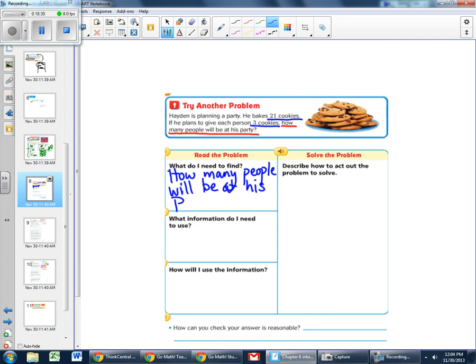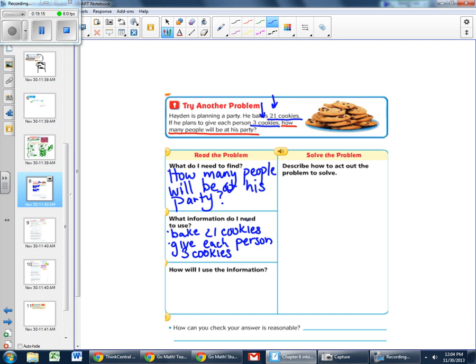And again, yours should be much nicer than mine is. What information do I need to use? Since I underlined the important information when I was reading it, I already have that done. So I know that he bakes 21 cookies. And I know that he wants to give each person 3 cookies. Okay, so I have 2 things of important information. It just happens to be the 2 things that I underlined when I was reading my problem.